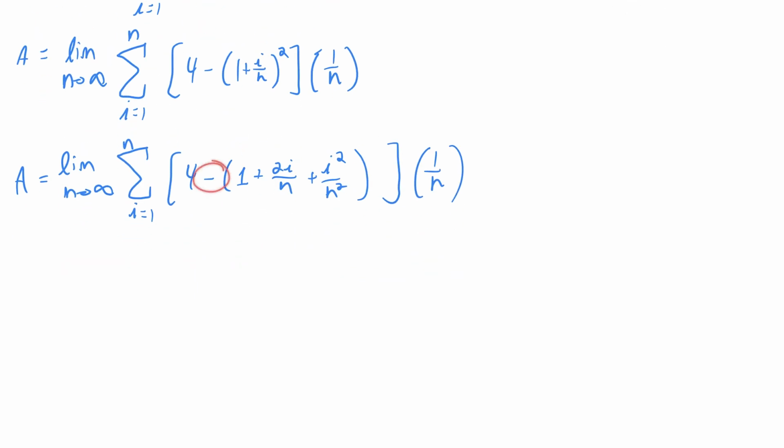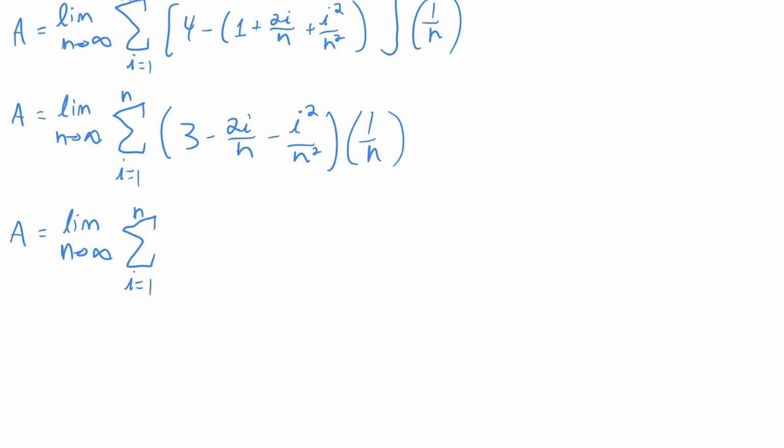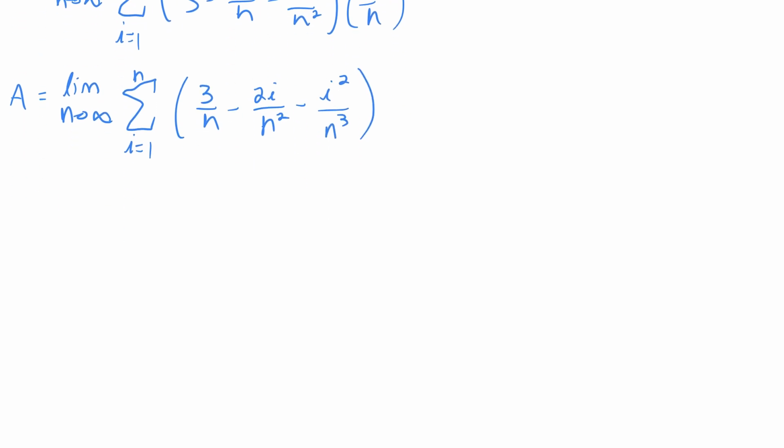And now let me just distribute this minus sign to all three of those terms and simplify everything underneath the square brackets. 3 minus 2i over n minus i squared over n squared. And this is all being multiplied by 1 over n. So let me distribute that 1 over n to all three of these terms now. So I get 3 over n minus 2i over n squared minus i squared over n cubed. And now I can distribute my sigma to all three of those terms.